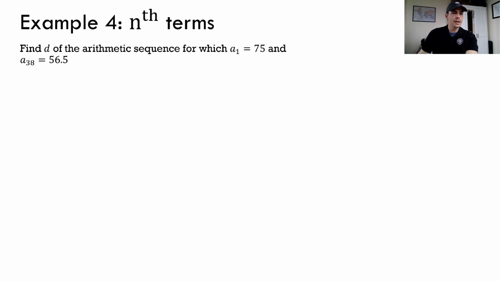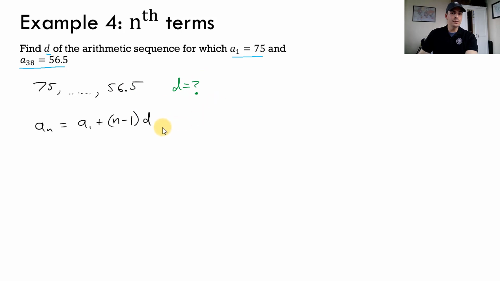All right, fourth example, again, we're going to practice finding nth terms, but this time we are practicing finding d. We're going to find our common difference now, when we are given a sub 1 equals 75 and a sub 38 equals 56.5. So this is kind of the situation that we have. We've got our first term of 75, we've got a bunch of terms here, and then we have 56.5 here as our a sub 38. We need to find the common difference.